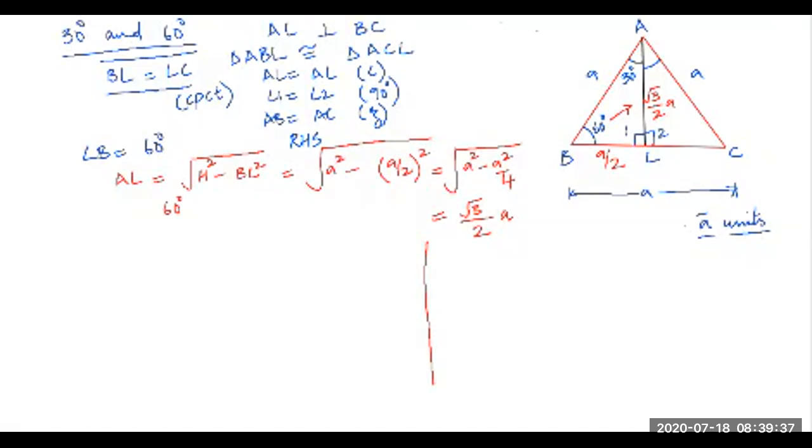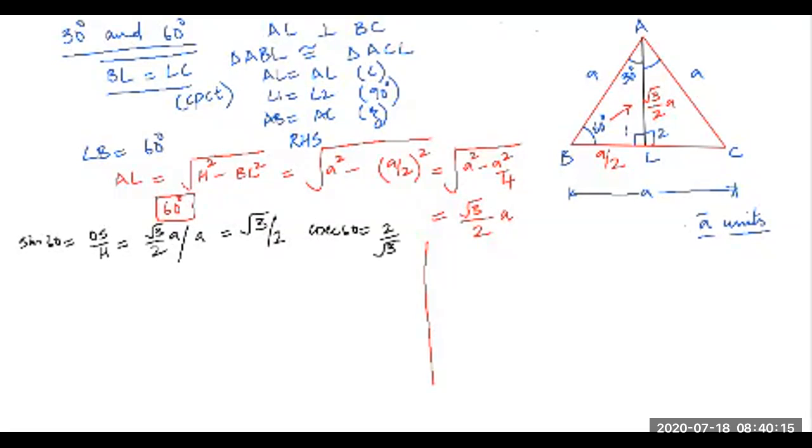First I will define for 60 degree. So students, you see, sine 60 would be equal to opposite side divided by hypotenuse. Opposite side for 60 degree is under root 3 by 2 A, this divided by A. So A cancels with A. I get a beautiful value that sine 60 is under root 3 by 2. From this I can easily find out cosecant 60 would be equal to reciprocal of this, 2 by under root 3.